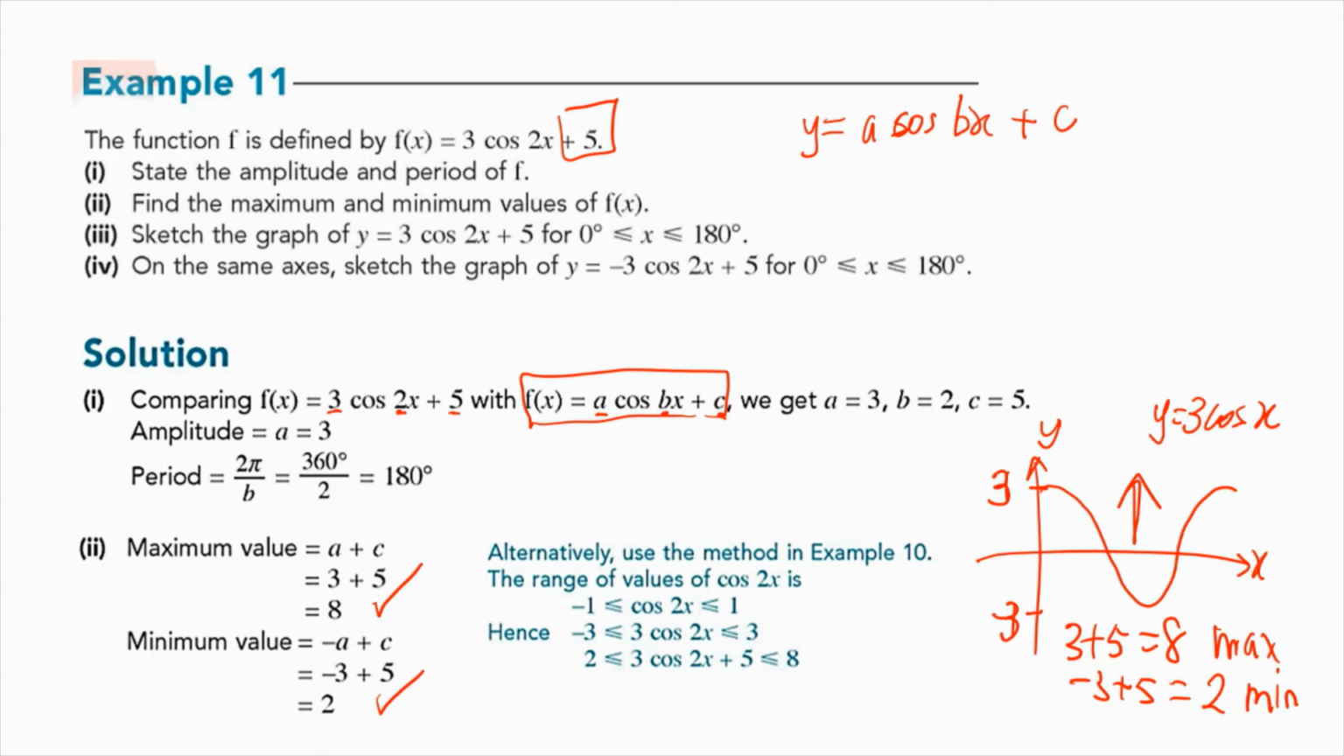If you remember the method, it is A plus C to get the maximum and -A plus C to get the minimum. The amplitude is A.